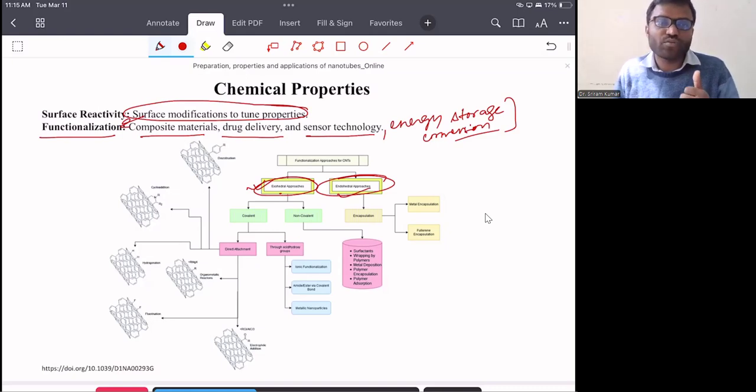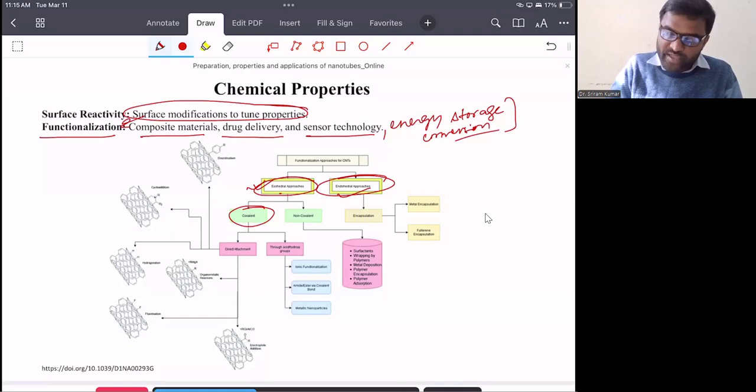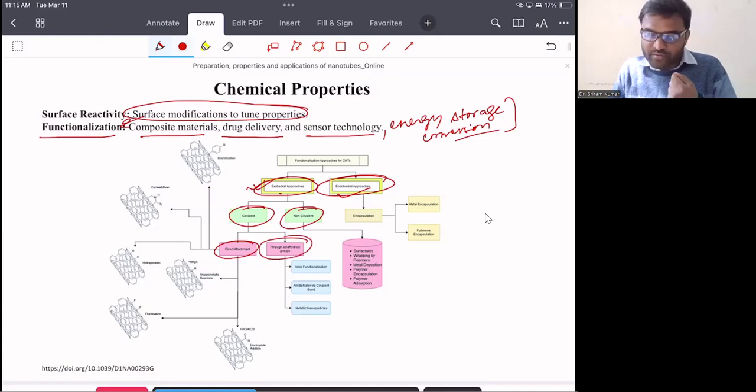Now let's understand the exohedral approach. Here in the exohedral approach, we can use either covalent bonding or non-covalent bonding between the CNT and the functionalizing material. First is covalent bonding. In covalent bonding, we can use direct attachment, or we can use an acid or hydroxy group here.